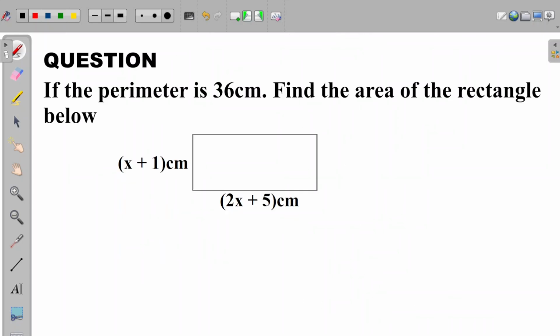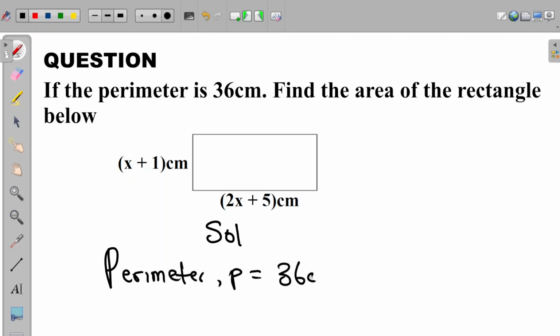Next, if the perimeter is 36 cm, find the area of the rectangle below. So we are given this shape, and we have already been given that the perimeter of this shape is 36 cm. So perimeter P is equal to 36 cm. We should obtain the area of the shape.